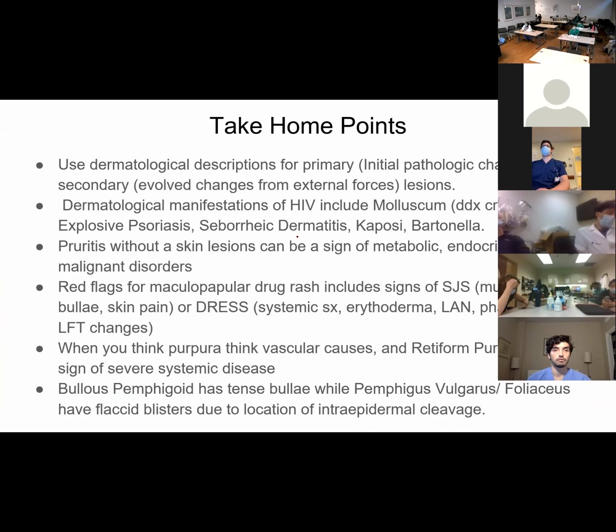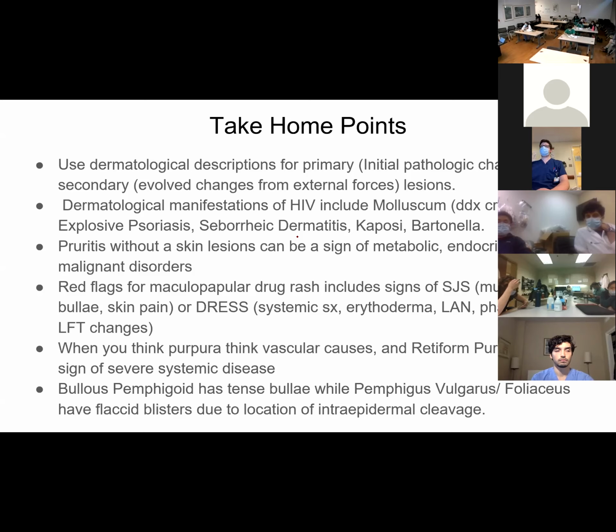The things I really wanted to cover today: use these descriptions to describe your primary and also secondary lesions. Using them together is going to be much more helpful in giving someone a very clear understanding of a rash when they can't see it. Knowing cutaneous manifestations of systemic diseases is very big for internal medicine and very big on the boards. So knowing the derm manifestations of HIV is pretty big: molluscum, eosinophilic folliculitis, psoriasis, seborrheic dermatitis, Kaposi's, Bartonella. Maybe not testable, but I think this is really helpful.